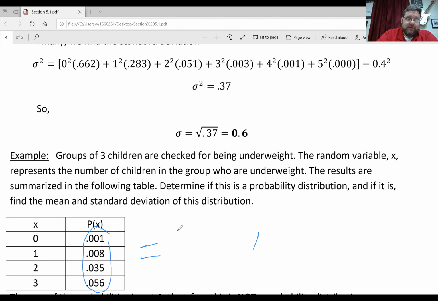We wanted it to be 1, but it's not. It's 0.01, which means this is not a probability distribution, and we're going to go on about our lives. We're not going to worry with it anymore.